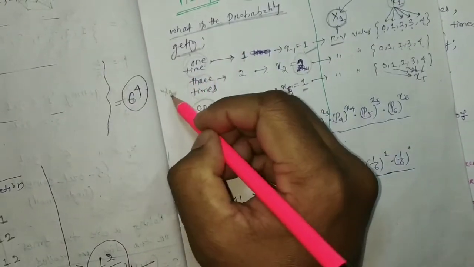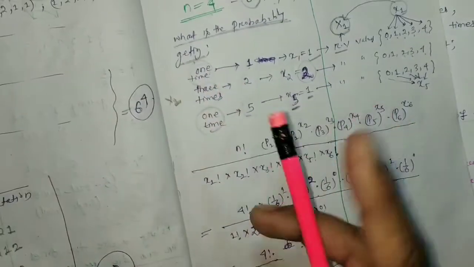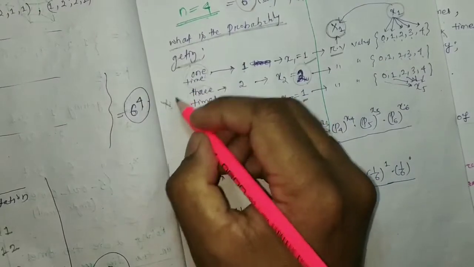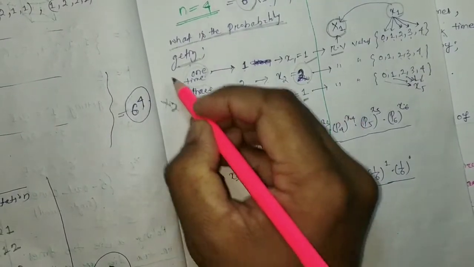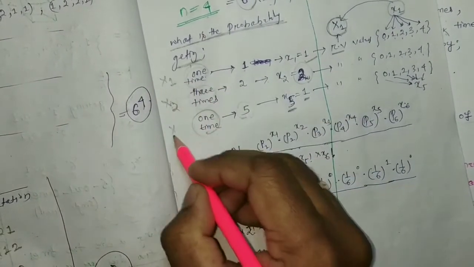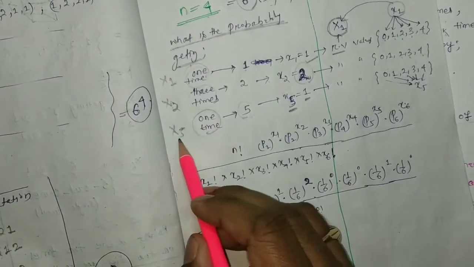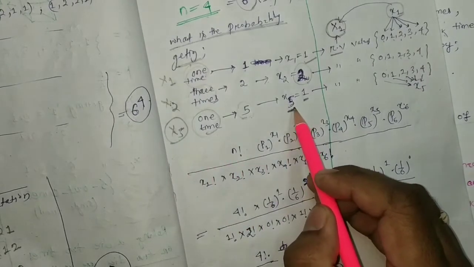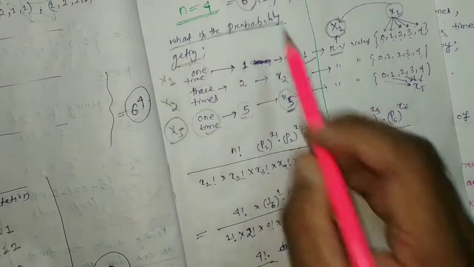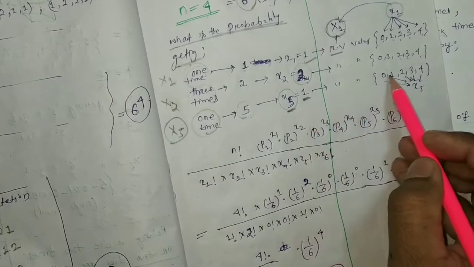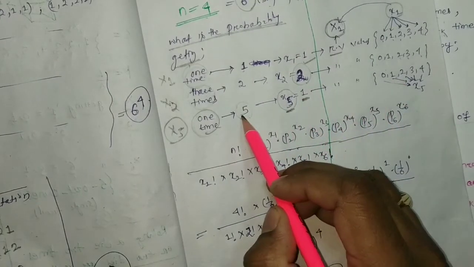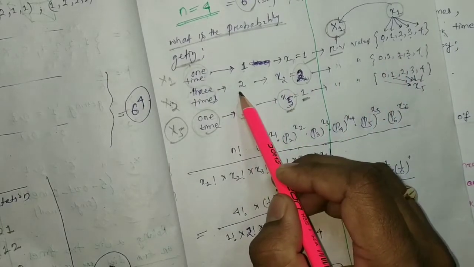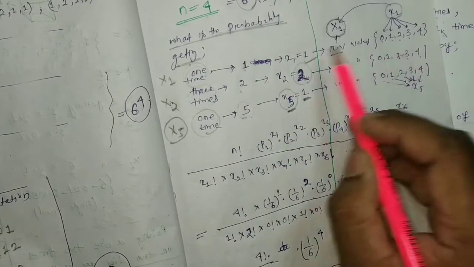So here we are going to consider 3 random variables: x1, x2, and x5. The corresponding value for x5 is 1, which means 1 time 5 I need. Here x2 is 2, that means 2 times 2 I need, and here 1 time 1 I need.